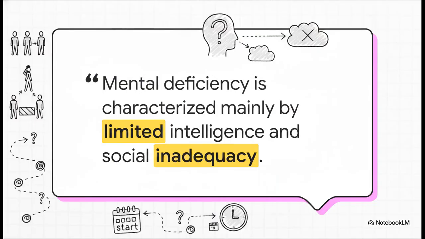To really ground this, the source material provides a clinical definition by a researcher named Page. Page states that mental deficiency is a condition present at birth or early childhood, characterized mainly by limited intelligence and social inadequacy. This definition frames our understanding of what was historically termed the mentally retarded or feeble-minded child, focusing entirely on how these developmental delays manifest in early life and ultimately impact social integration.